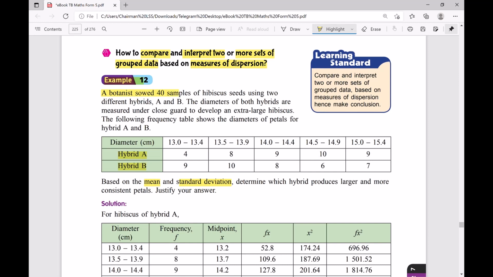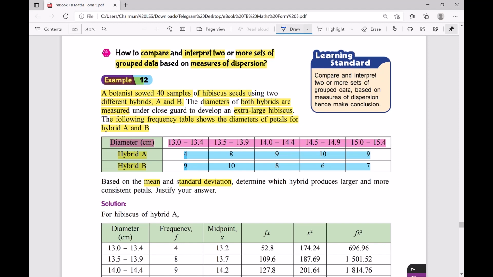A botanist sought 40 samples of hibiscus seeds using two different hybrids A and B. The diameter of both the hybrids are measured under close cut to develop an extra large hibiscus. The following frequency table shows the diameters of the petals for hybrid A and B. They are measuring the diameter of the two hybrids. So these are the classes, and these are the frequencies for hybrid A, and this one is the frequency for hybrid B.